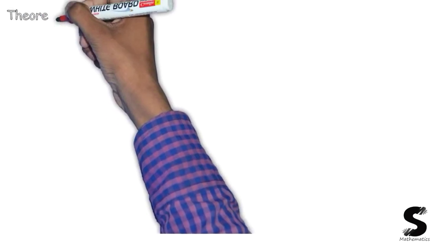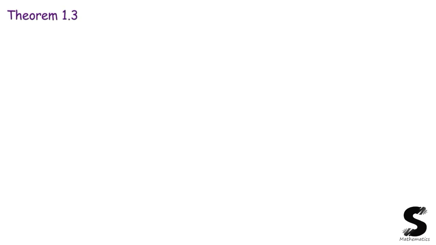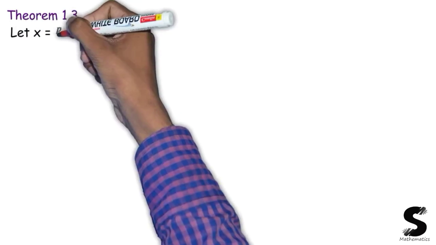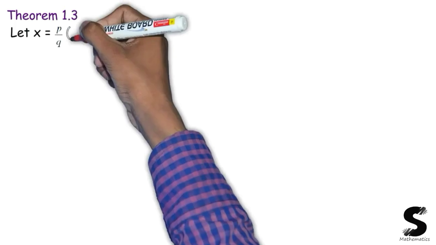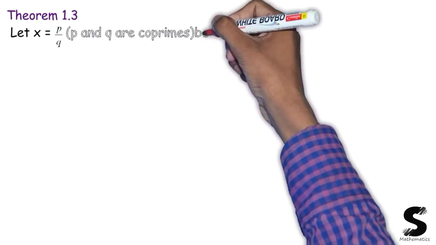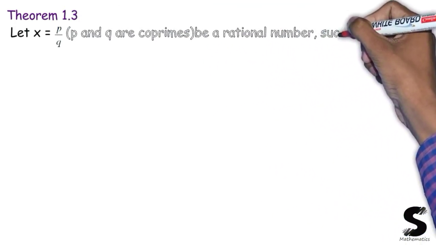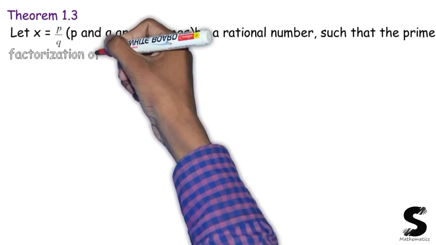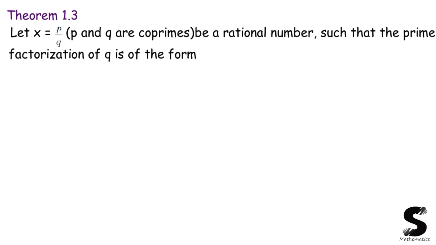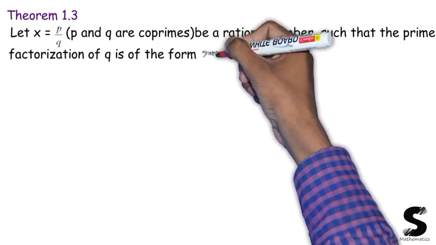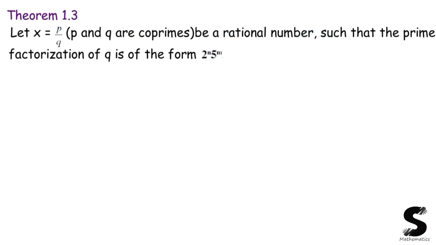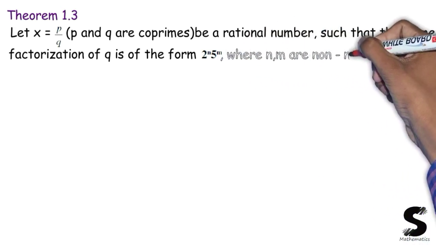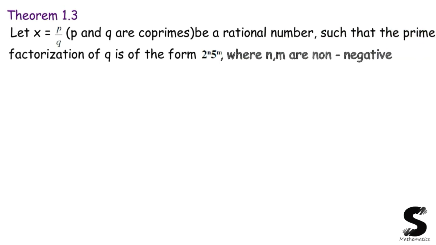Now we will discuss the second theorem, theorem 1.3. Let x equal to p by q, where p, q are co-primes, be a rational number such that the prime factorization of q is of the form 2 power n into 5 power m, where n, m are non-negative integers.